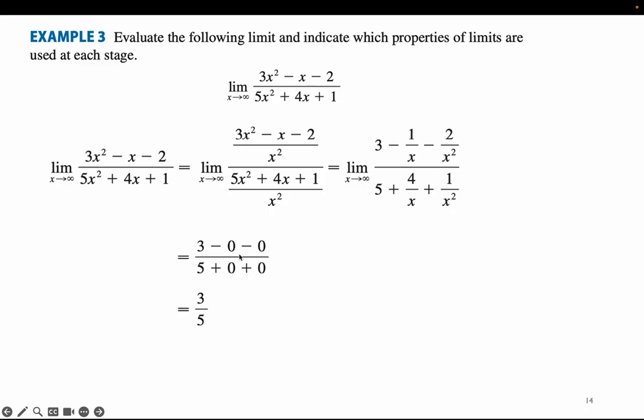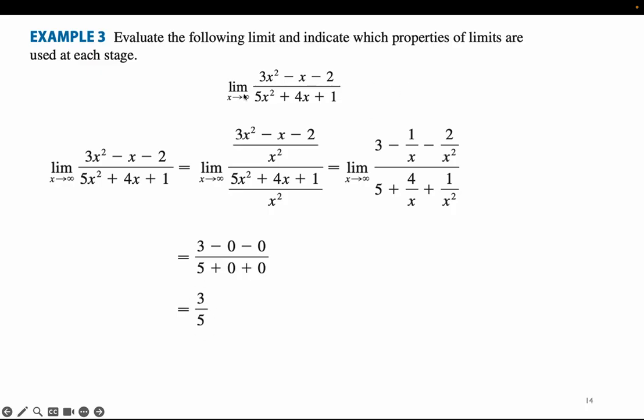So everything goes to 0. So the only thing that's left is the 3 and the 5. As x approaches infinity, the 3 and the 5 stay there. They don't change. And so this whole limit is 3 over 5. And that's the horizontal asymptote. And so this means that as x approaches infinity, this limit goes to 3 over 5. Therefore, this is the horizontal asymptote.